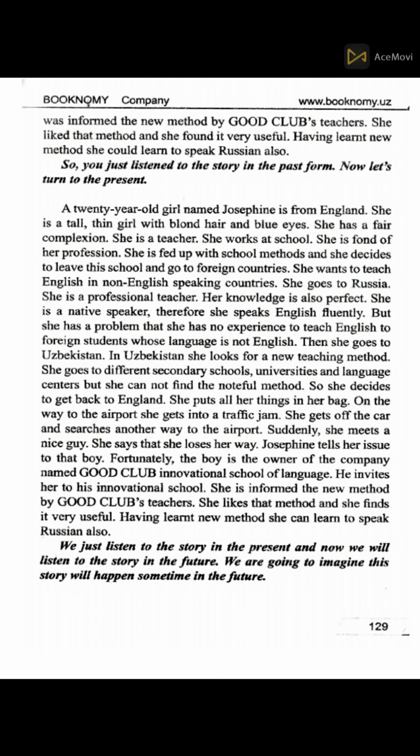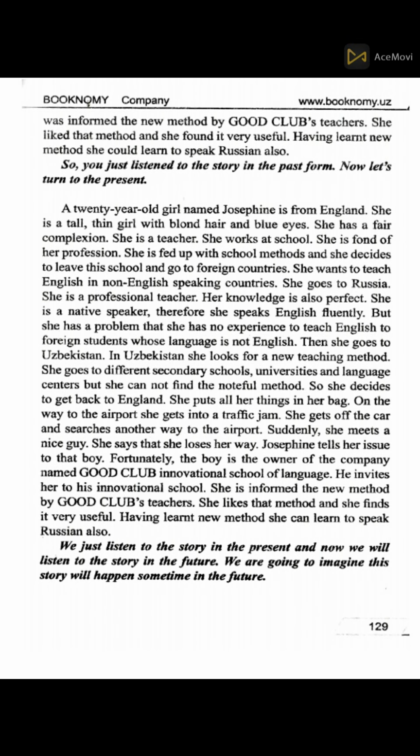She puts all her things in her bag. On the way to the airport, she gets into a traffic jam. She gets off the car and searches another way to the airport. Suddenly, she meets a nice guy. She says that she loses her way. Josephine tells her issue to that boy. Fortunately, the boy is the owner of the company named Good Club Innovational School of Languages. He invites her into his innovational school. She is informed the new method by Good Club's teachers. She likes that method and she finds it very useful. Having learned the new method, she can learn to speak Russian also.